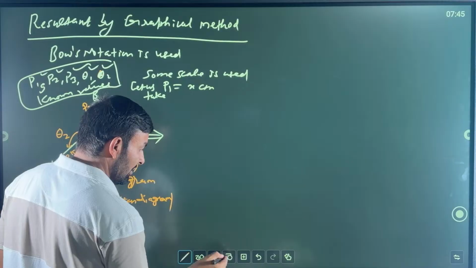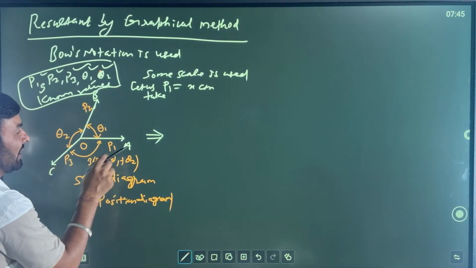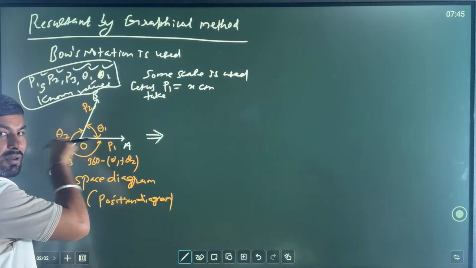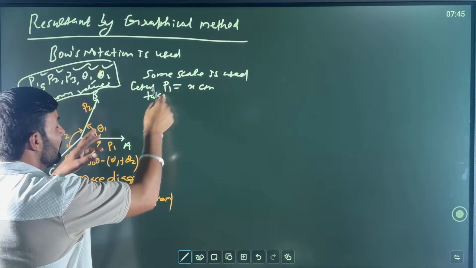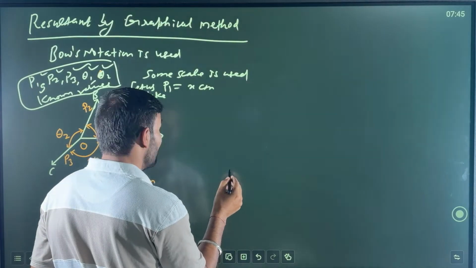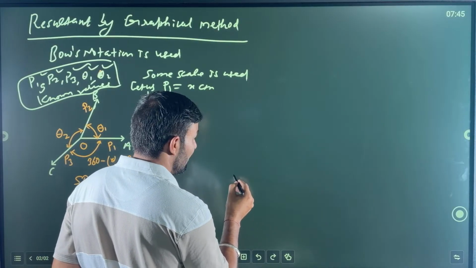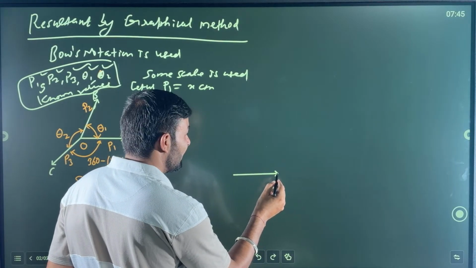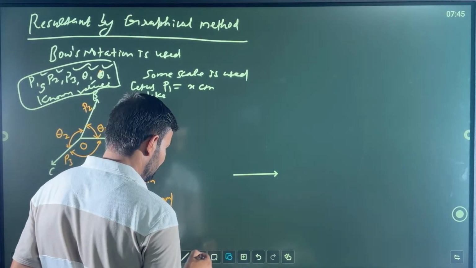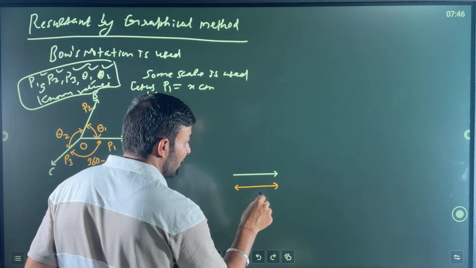So now draw P1 graphically in this direction OA, and take its magnitude in some centimeter. Let me take this arrow first. We need to take some scale here. Be careful, first draw it. Very important. So some X centimeter you will draw first, in the same color.